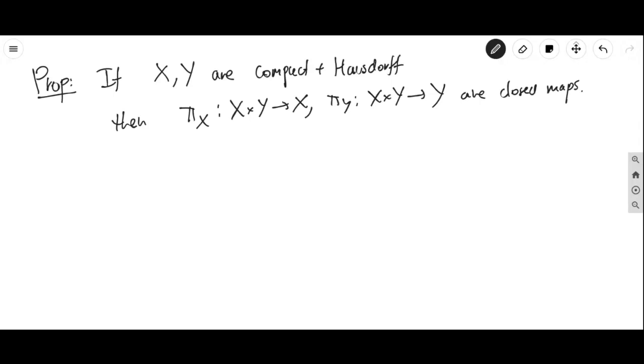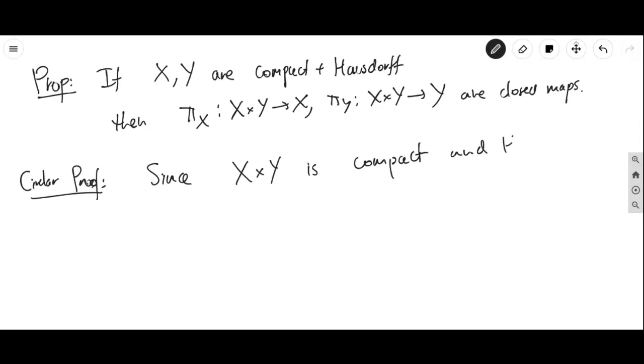I'm going to show you a fake proof again, and I'll show you the correct proof. So here's the fake proof. Actually, I would say this is a circular proof. We know X times Y is compact and Hausdorff. We know it's Hausdorff because a product of two Hausdorff spaces is Hausdorff, and it's compact by the previous proposition. But the reason this is circular is because the previous proposition that we proved assumed that it's Hausdorff.